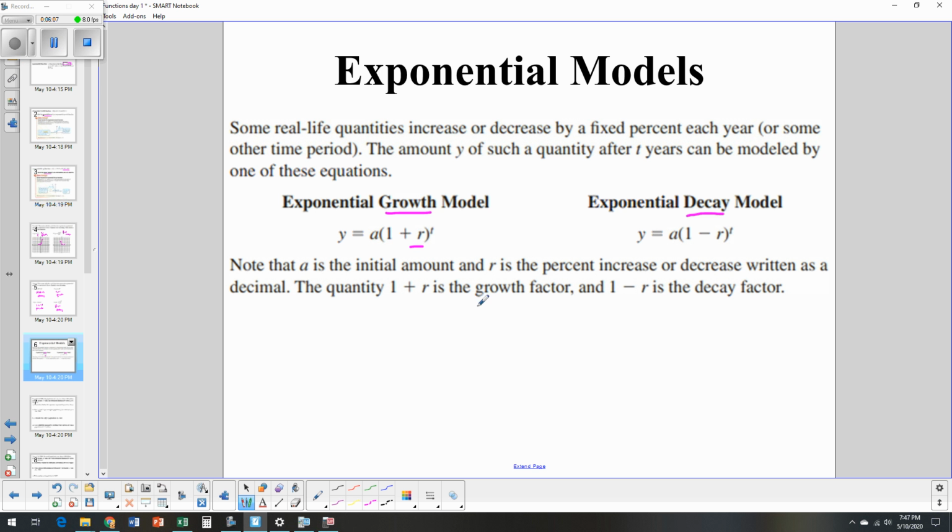Just know that we now have something called a growth factor. 1 plus r is the growth factor. 1 minus r is the decay factor, whereas rate of growth and rate of decay are different than the growth factor and decay factor.